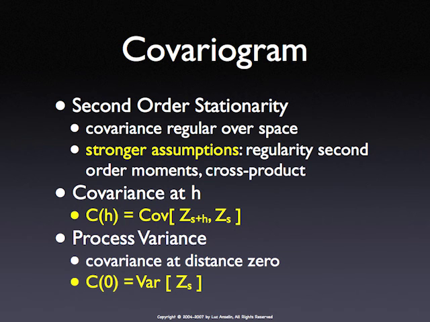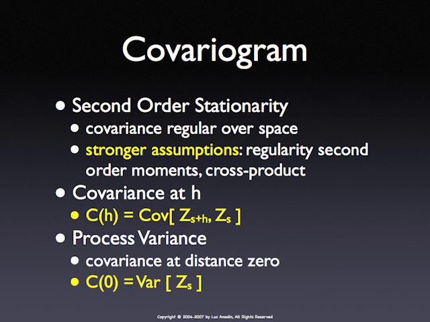some more assumptions, because in the square difference, the means get washed out. You don't need to know the means. I mean, you need to assume that they're constant, but they get washed out. In the covariogram, you actually need to know what the means are. So there's more information required in covariogram analysis than in variogram analysis.